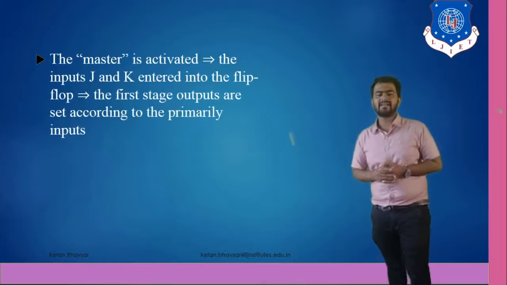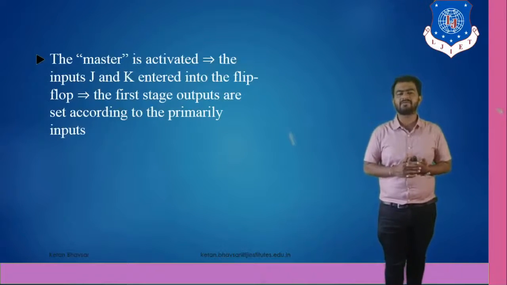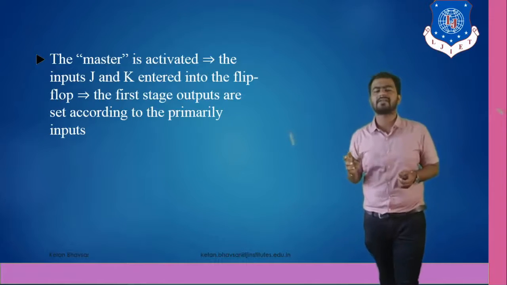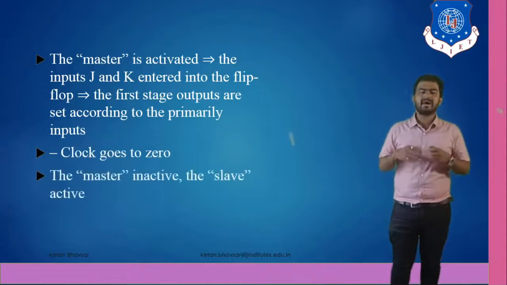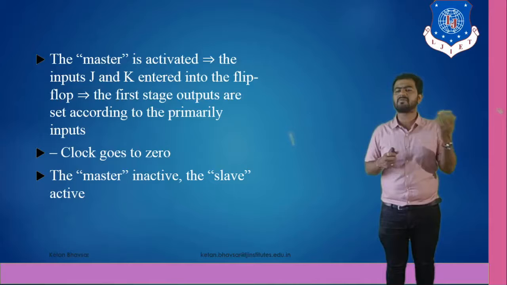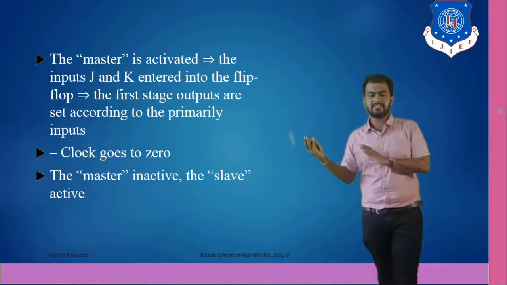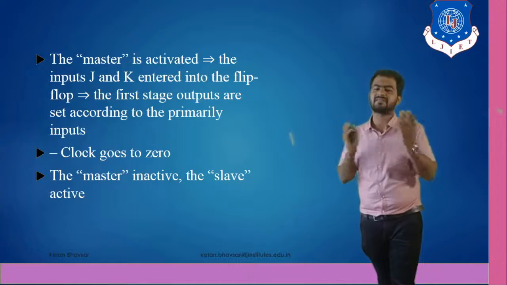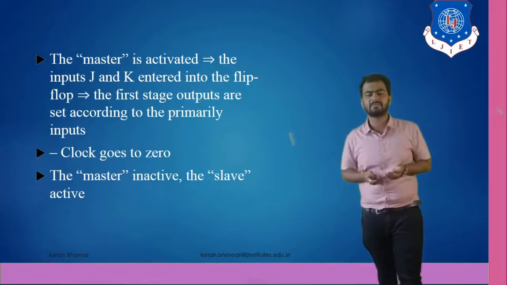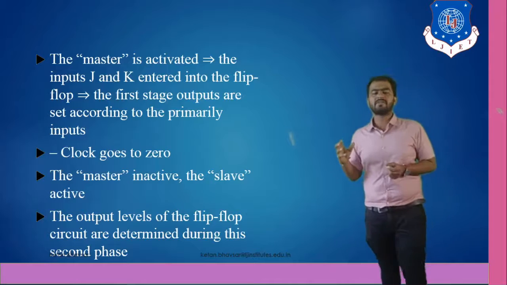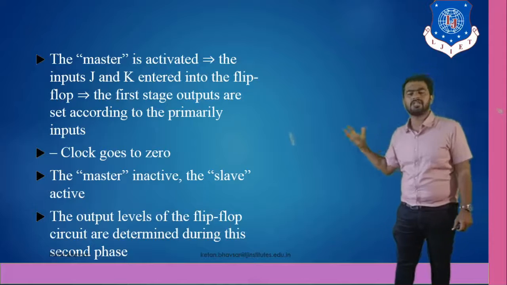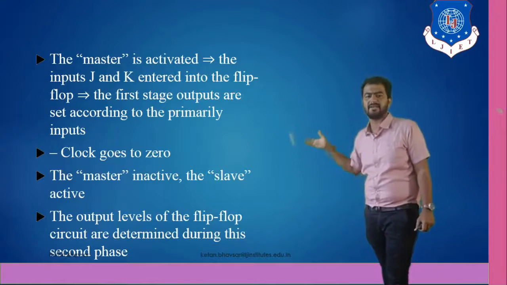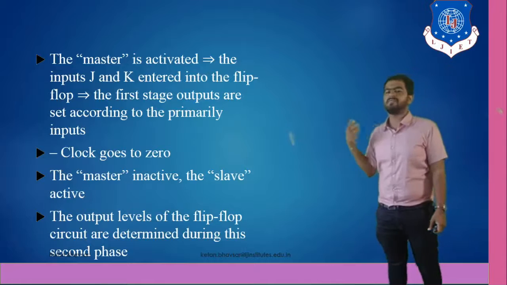So as you can see, when the master is activated, the inputs J and K enter into the flip-flop. The first stage outputs are set according to the preliminary inputs. If the clock goes low, then the master is inactive and the slave is active, because when the master works, the slave is deactivated, and when the slave is active, the master is deactivated. So it is working on a vice versa concept. The output levels of the flip-flop circuit are determined during the second phase. Ultimately, only when your second phase is turned on will your output be generated, because after the master the slave comes, and after the slave your answer will arise, or change.